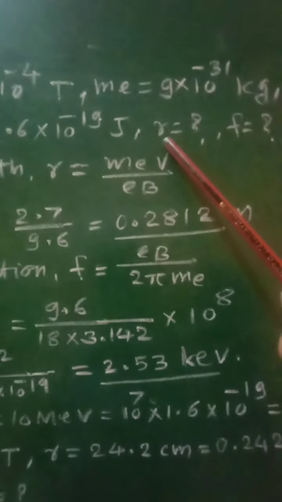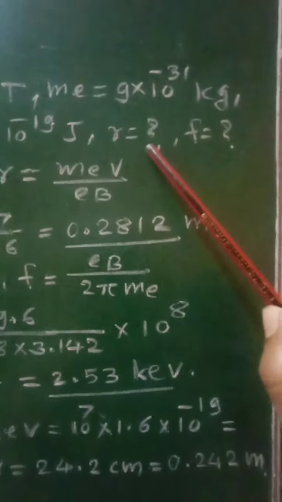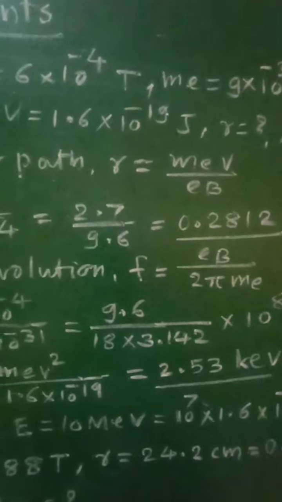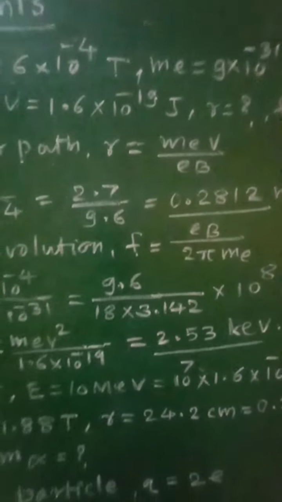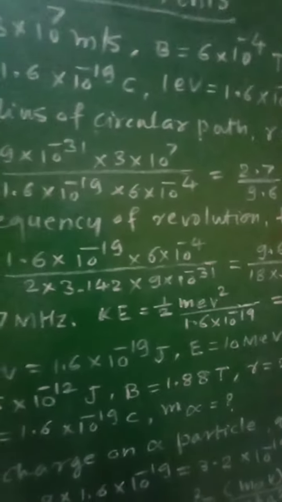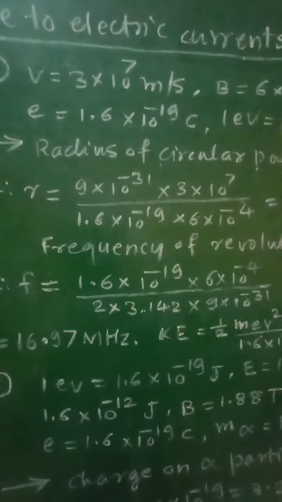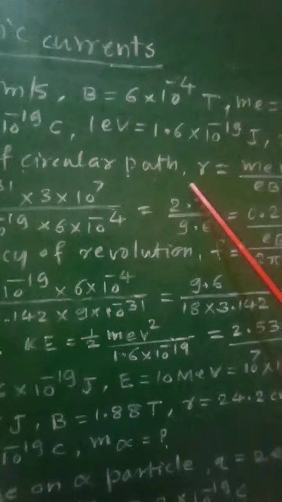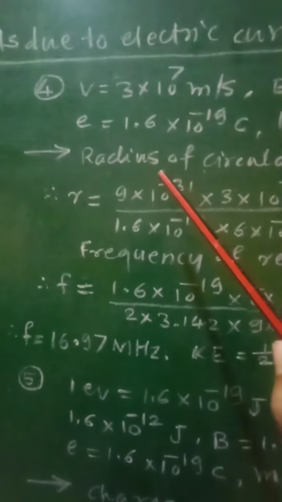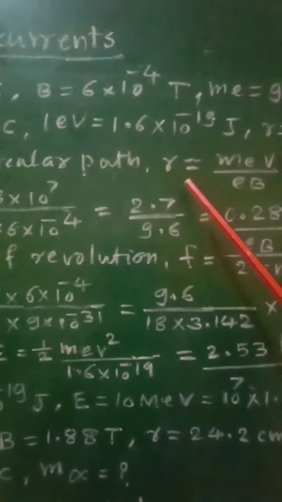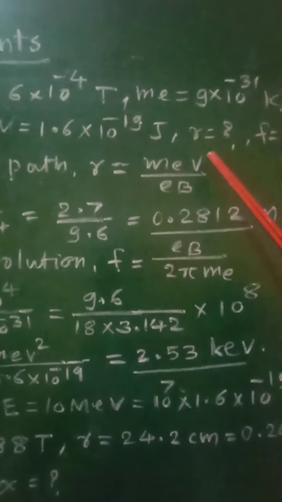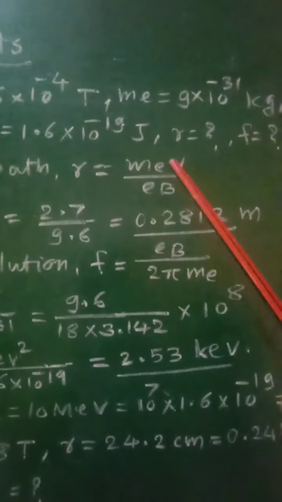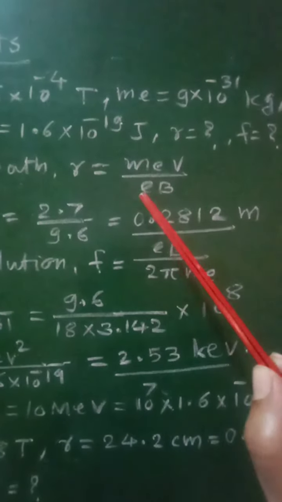We have to find out the radius R, the frequency F, as well as the kinetic energy in kilo electron volt. So these quantities we will have to find out from this numerical. First of all, we will find the radius of circular path R, which is given by the formula R equal to me v upon eB. So mass into speed upon charge into magnetic field.